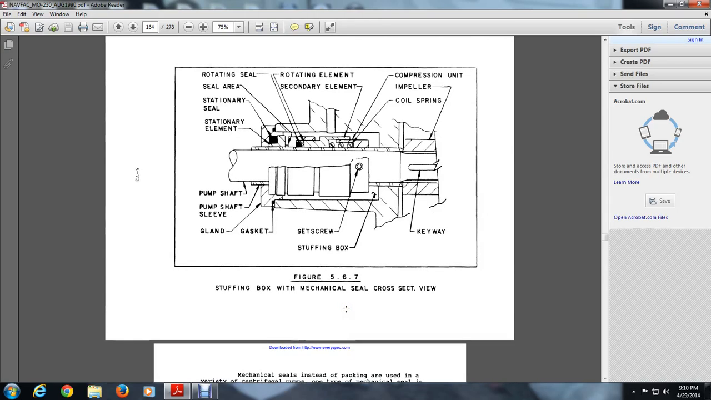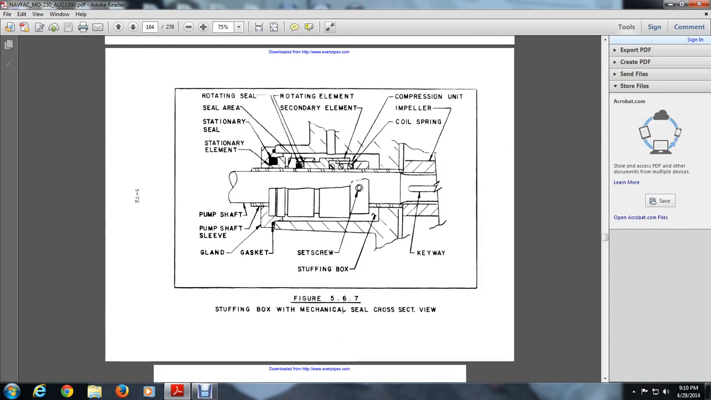Here you see a stuffing box with a mechanical seal in cross section. It shows a rotating element, a secondary seal, a seal face, a stationary seal, a stationary element, a compression unit, impeller coil springs, keyway, set screw, stuffing box, gasket, gland, pump shaft, sleeve, and pump shaft.